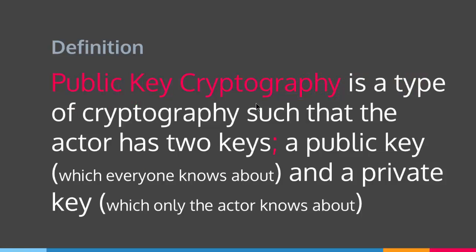So what is public key cryptography? It's the same thing. Public key cryptography is a type of asymmetric encryption. Basically, public key cryptography is a type of cryptography such that the actor has two keys. He or she has a public key which is known to everyone and a private key which is only known to the actor, him or herself. So let me show you what I mean by this.